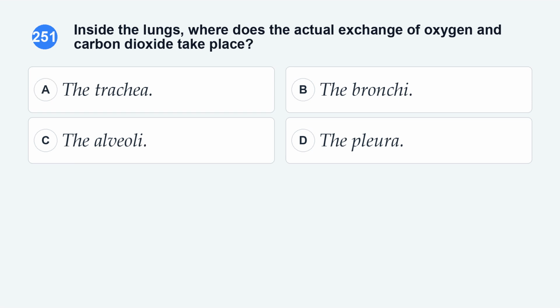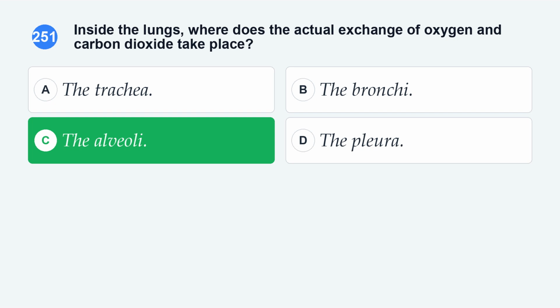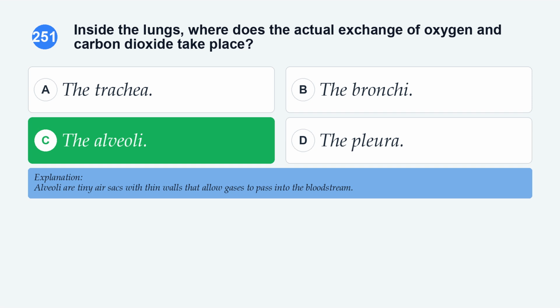Question 251. Inside the lungs, where does the actual exchange of oxygen and carbon dioxide take place? Option A, the trachea. Option B, the bronchi. Option C, the alveoli. Option D, the pleura. The correct answer is option C, the alveoli. Explanation. Alveoli are tiny air sacs with thin walls that allow gases to pass into the bloodstream.